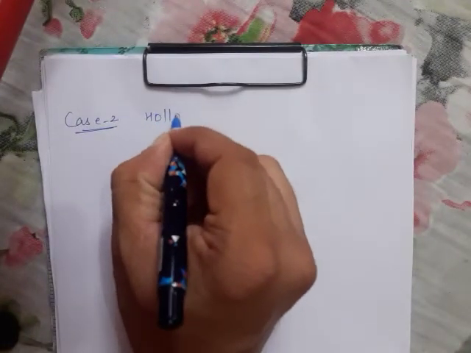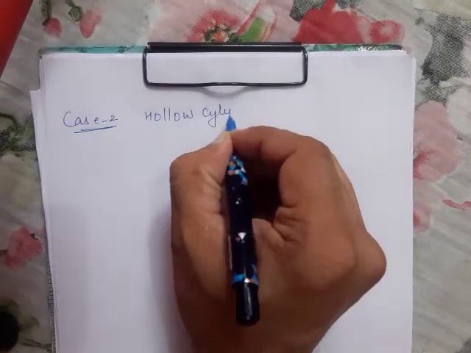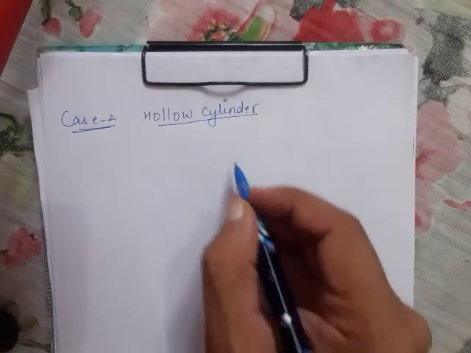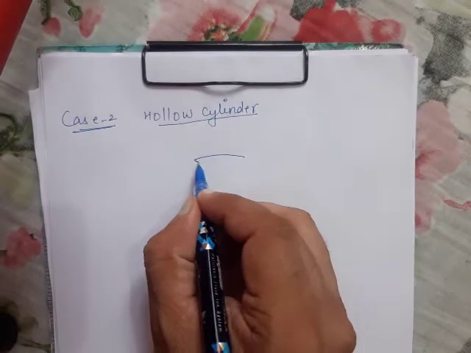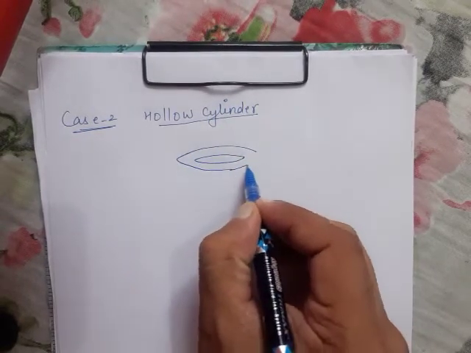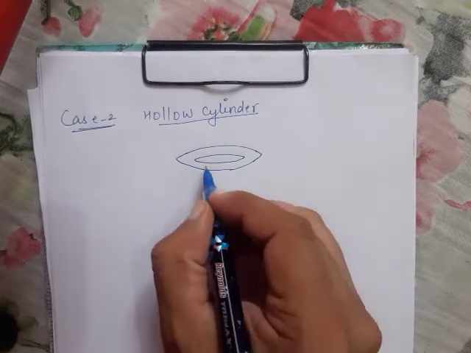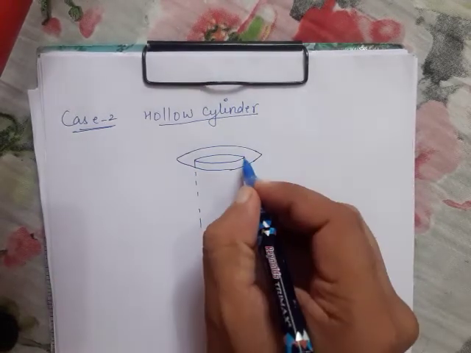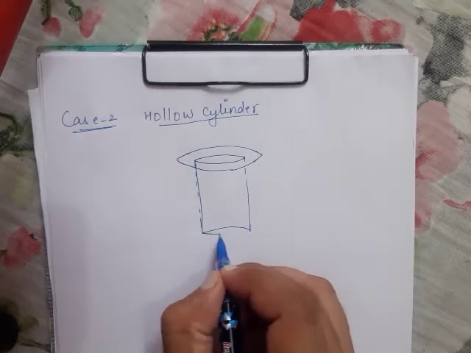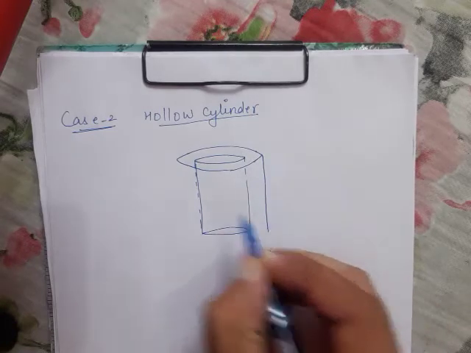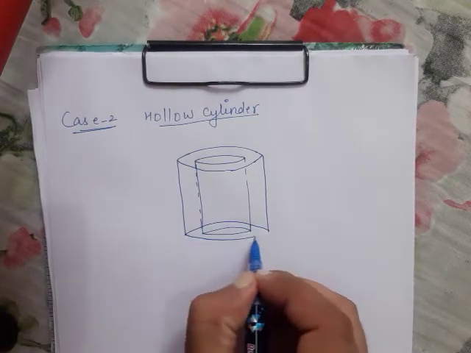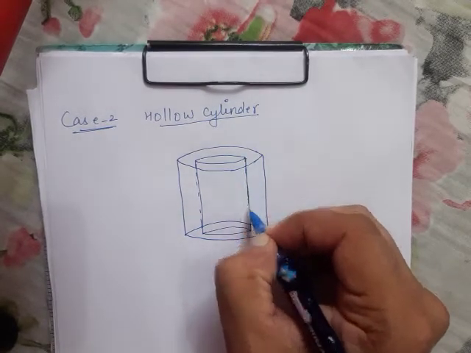Now we are taking care of a hollow cylinder. One-dimensional heat conduction through a hollow cylinder. So let's observe. First of all, let us draw a hollow cylindrical object. This is a hollow cylindrical object of any material.